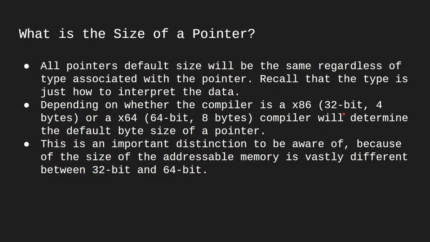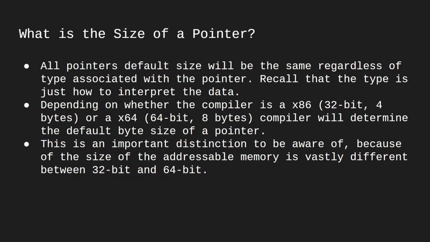So what is the size of a pointer? This is a great question. All pointers will have some type of default size, regardless of the type associated with it. So unlike our prior examples where we had a character that may have been, let's say, one byte, and then we had an integer, let's say that the integer was 4 bytes. So with pointers, the value on the actual platform is going to be the maximum addressable space. So what does that mean?